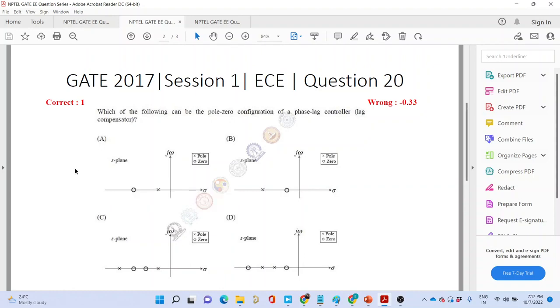Dominant means what? It contributes more to the performance. Dominant means the one which is more responsible for contributing to the response of the system. So the one which decays faster contributes less. Absolutely, yes.